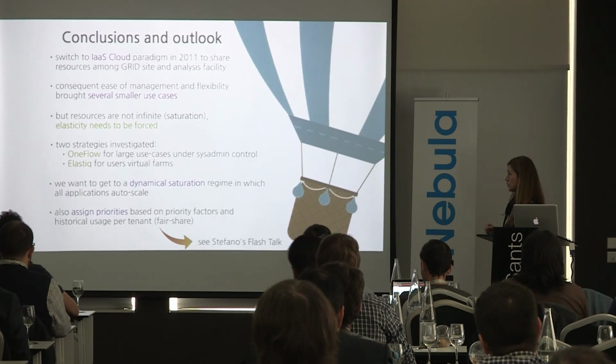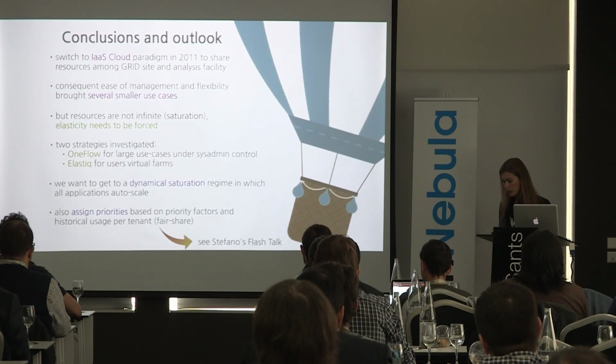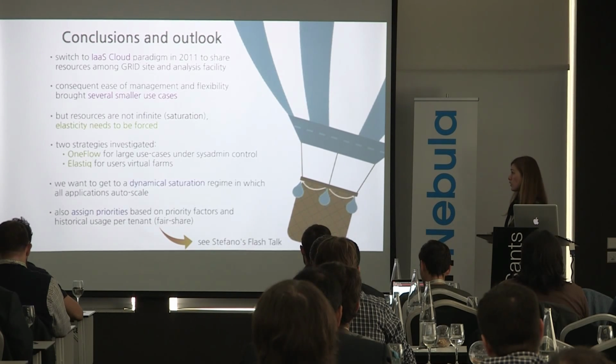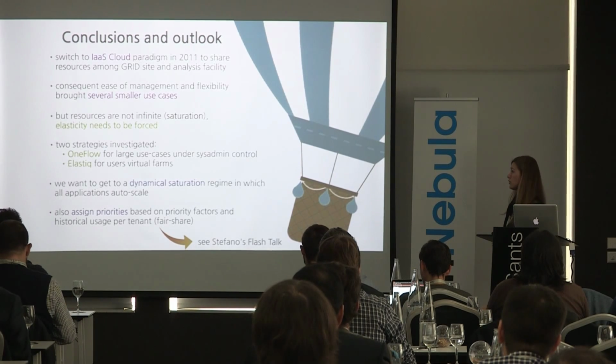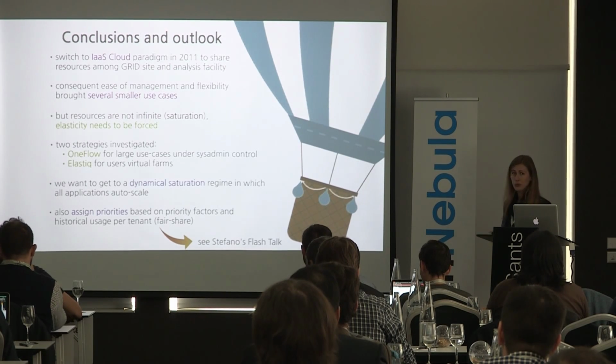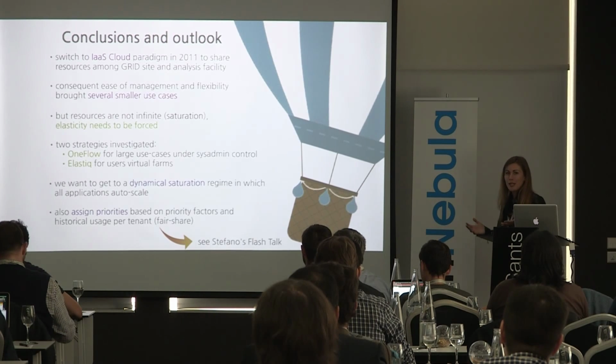So we have investigated these two strategies, and we plan to keep OneFlow for bigger use cases, those under our control, like the Grid Tier-2, while using the Elastic toolkit for the user virtual farms. Ideally, we would like a dynamical situation, saturated but dynamical, in which the applications scale and continuously fill in a dynamic way all the available resources.